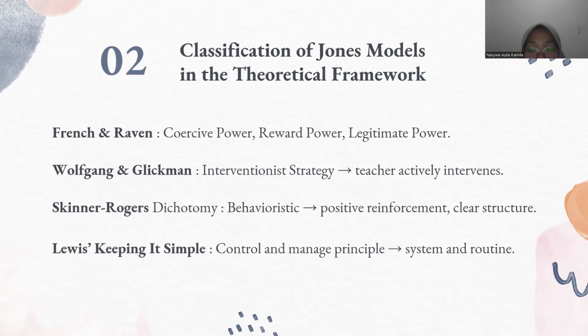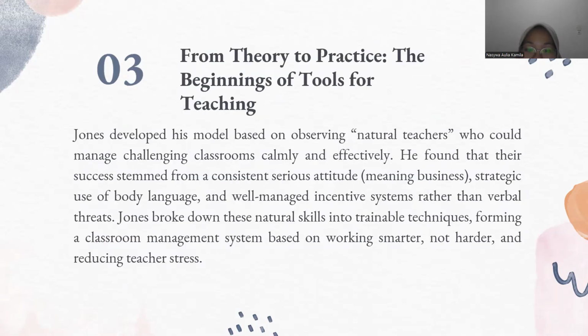So now that we know the theories behind the model, let's see how Frederick Jones developed his ideas in real life, that is, from theory to practice. Jones didn't invent his methods from imagination. He carefully observed experienced teachers, what he called natural teachers, who could manage even very difficult students without yelling or losing control. He noticed that these teachers didn't rely on complicated techniques.